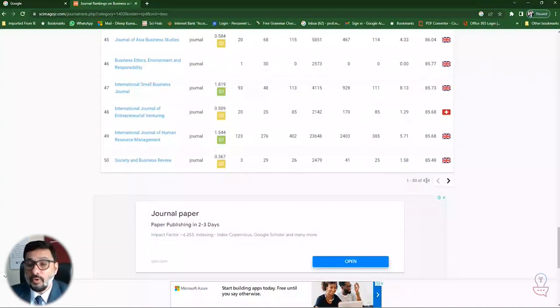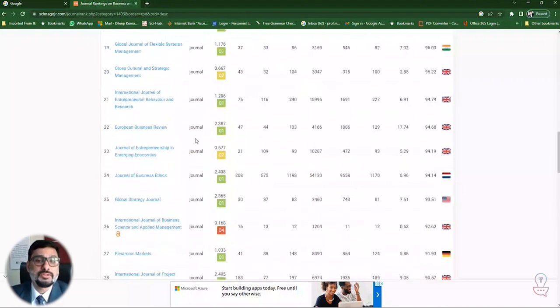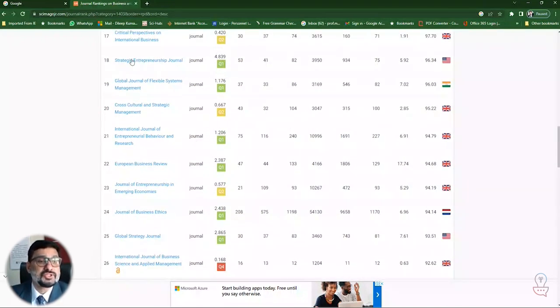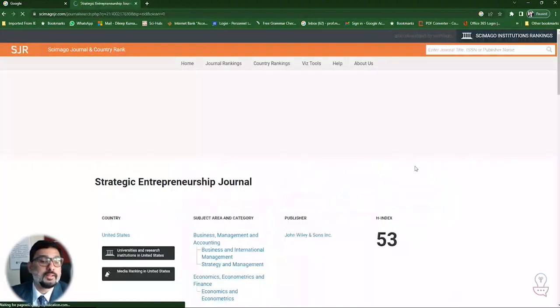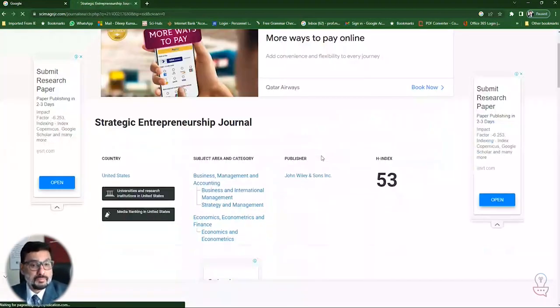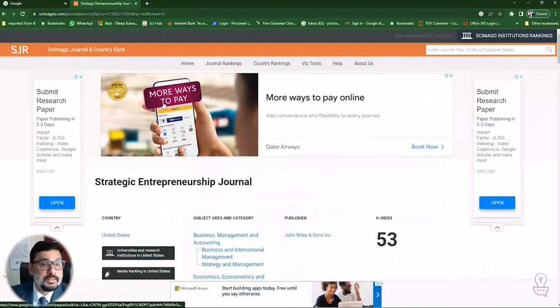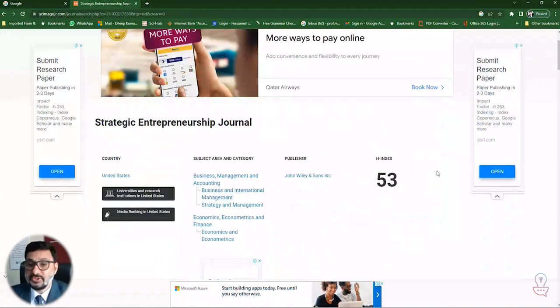So you get around 434 journals. Let us understand the Strategic Entrepreneurship Journal. Just click it. This is advertising that is coming from cookies. So you see here, this journal, Strategic Entrepreneurship Journal, has an H index of 53. So you can decide which journal you should approach or which journal you should not approach by looking at the H index.